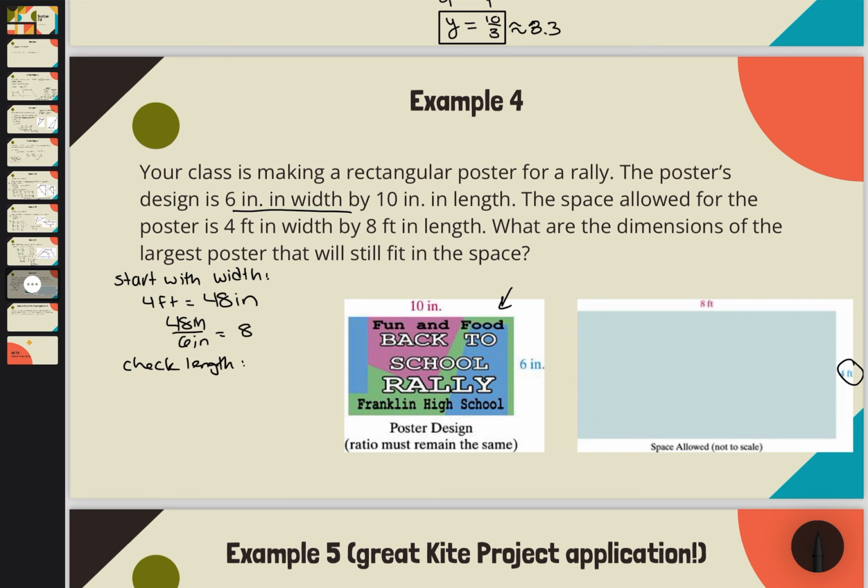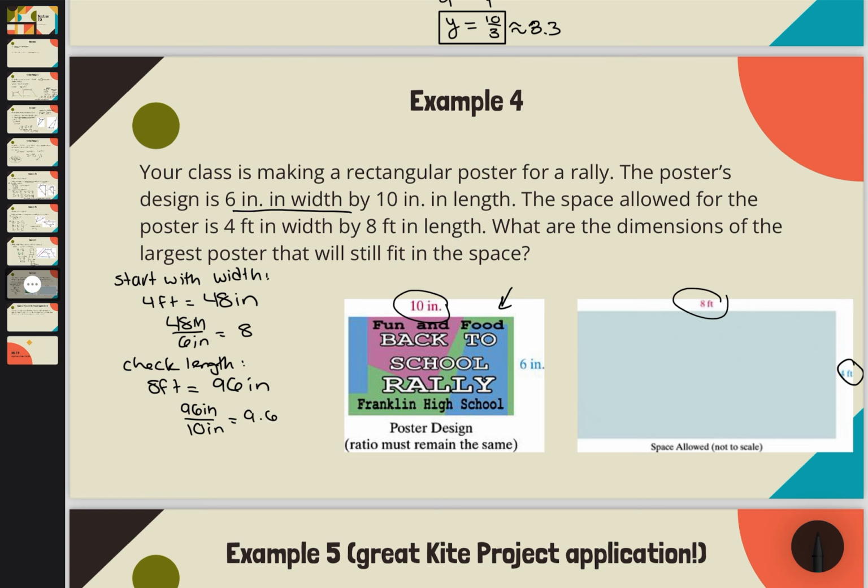I know that I'm dealing with a design of 10 inches, and I know that I maximum could have a poster that's 8 feet. So what is 8 feet in inches? 8 times 12, it's going to give us 96. How many 10 inches can fit in 96 inches? So what's 96 inches divided by 10 inches? Well, that's going to give us 9.6.